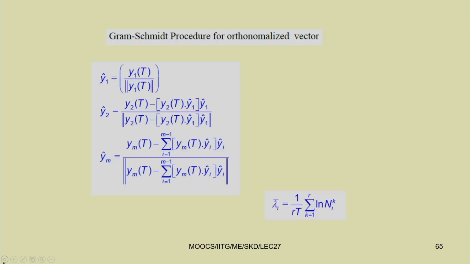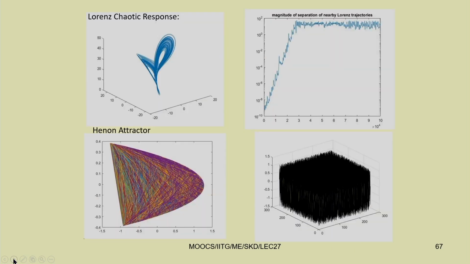One can use the Gram-Schmidt procedure of orthogonalization to find y1 to ym, and in that case lambda i can be written as 1 by gamma t, sum over k equal to 1 to r, of ln n i k, where n i is the norm of the denominator part of the ith term. That way one can find the Lyapunov exponent by using that equation.